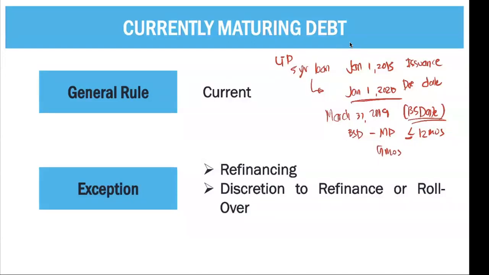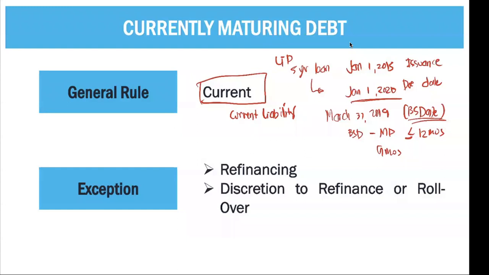Since it is 9 months, we consider that as a currently maturing debt. So it is a previously long term debt, but now it is currently maturing. What is the treatment? It should be presented as a current liability. Remember that. So since it should be presented as a current liability, should it always be a current liability?